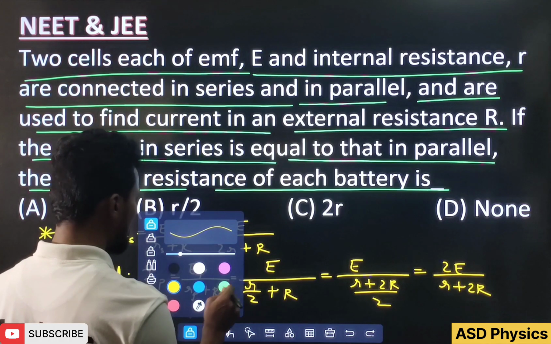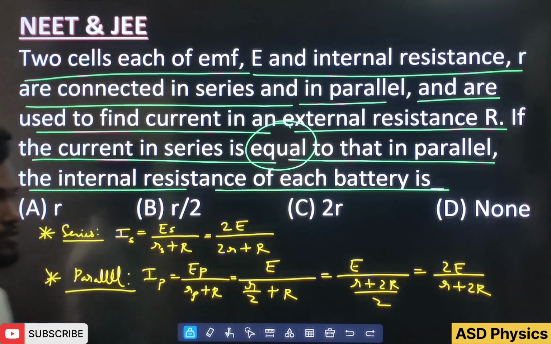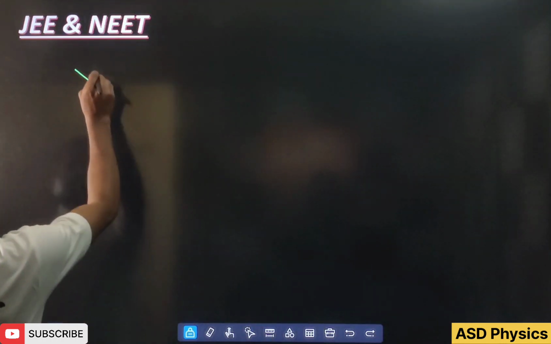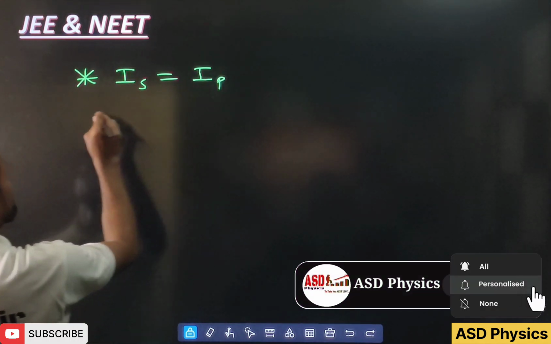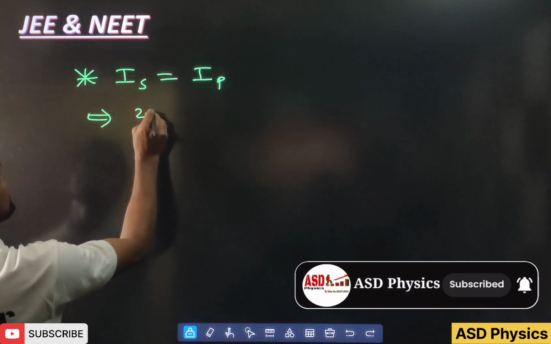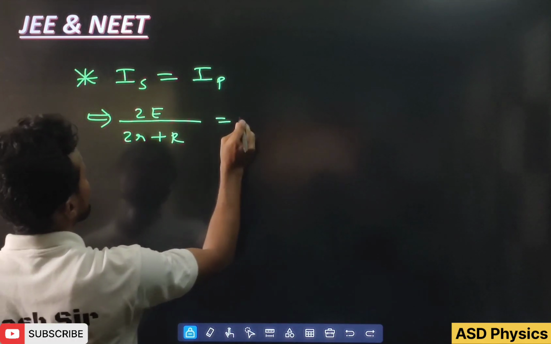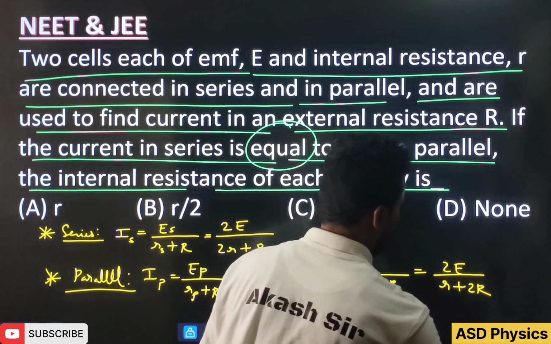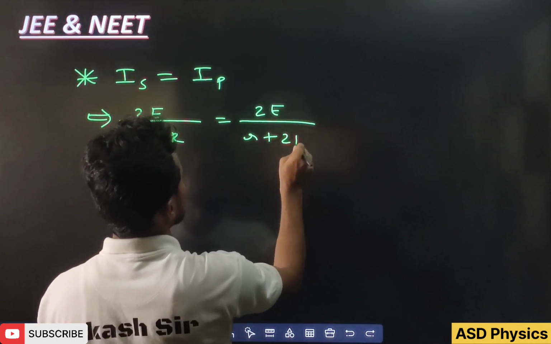But in the question they told that both the currents are equal. Kindly see very well, now we are going to equate both, I_s is equal to I_p. I_s, how much is this? We know very well 2E by 2r plus capital R. And here, 2E by r plus 2R.